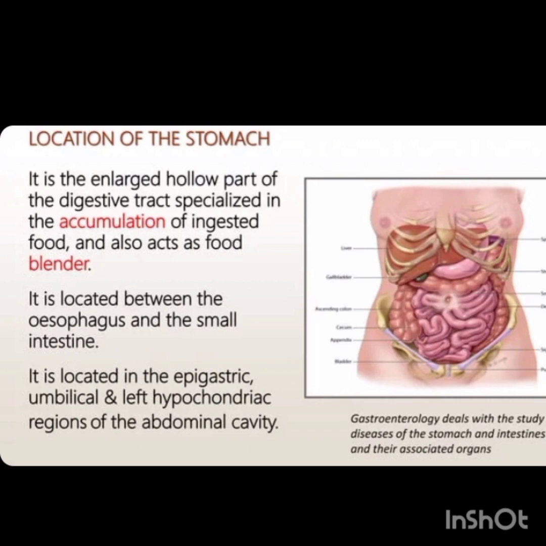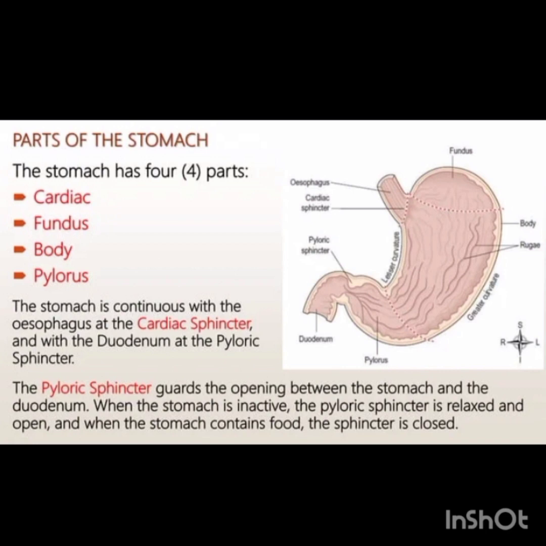It is located in the epigastric region, the region above the umbilical region. In this region the stomach lies. If you see the parts of the stomach, there are mainly 4 parts: cardiac, fundus, body and pylorus. The cardiac part I have shown you. The cardiac sphincter part is the cardiac part. The fundus is the curve-like structure you can see above, and the body lies in between the pylorus and the fundus. Pylorus is the last part of the stomach.